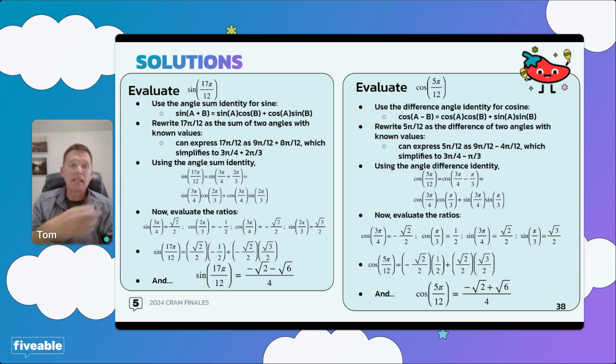One thing to notice is that 17 pi over 12 is more than pi, which means this angle is down in the third quadrant. So sine will be negative there. And in fact, the answer comes out to be negative, and that's a confirmation of what we might have predicted.